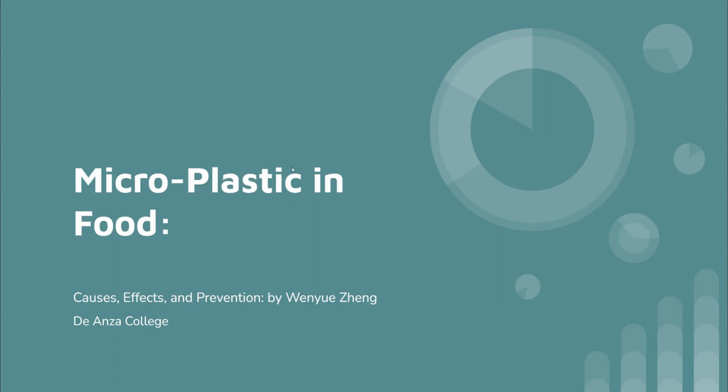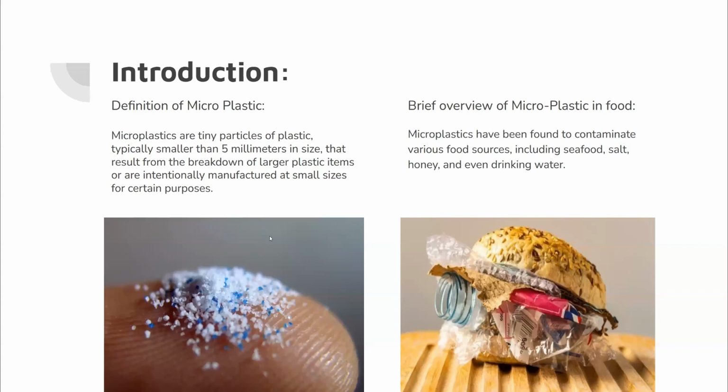In this video, I'll be talking about microplastics in food, what causes them, their effect, and how we can prevent them in our food. Let's start with a clear definition of microplastics. They are tiny particles of plastic, typically smaller than 5 millimeters in size. They come from the breakdown of larger plastic items or are intentionally manufactured at small sizes for certain purposes.